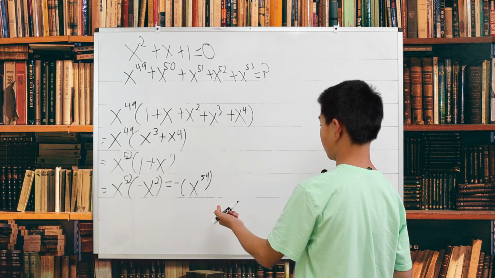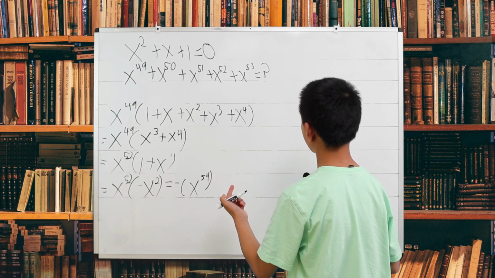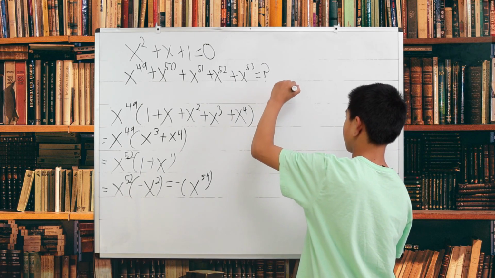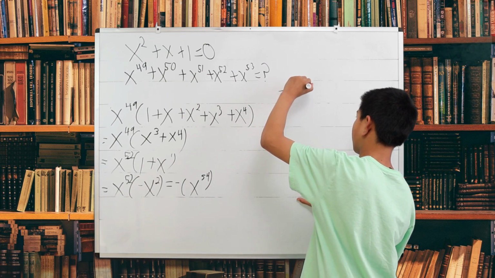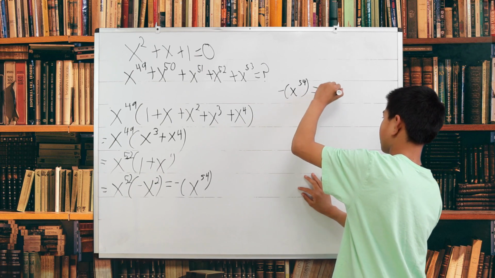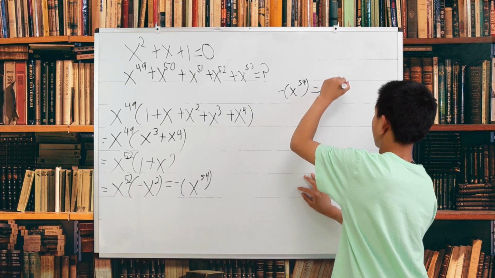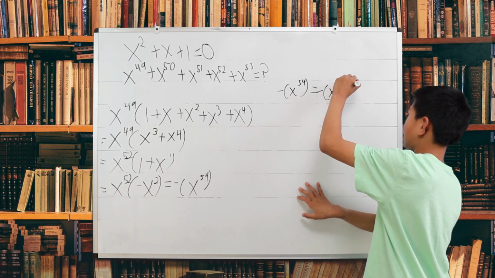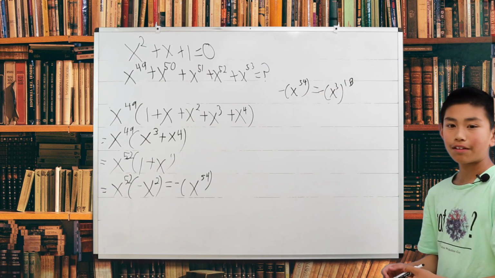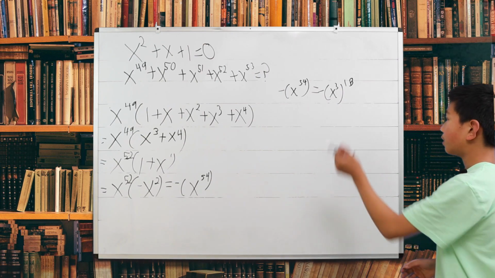Now we see something here. We can factor out the 54. So negative x to the power of 54 is really just equal to negative x to the third power, to the 18th power. Now that we've made that clear, all we have to do is find what x to the third power is.